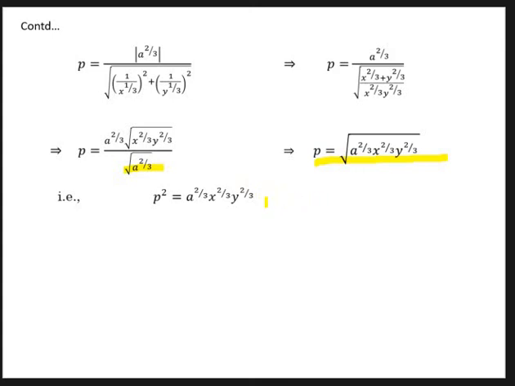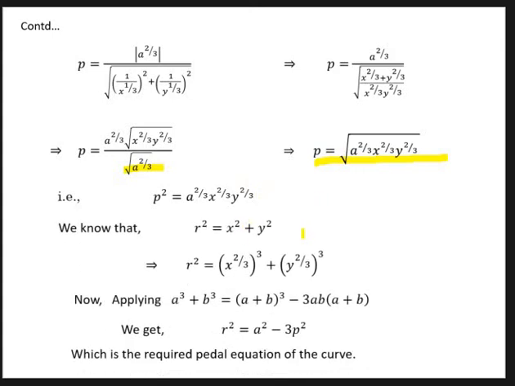Now consider the equation r square is equal to x square plus y square. We get r square is equal to x to the power of 2 by 3 whole cube plus y to the power of 2 by 3 whole cube. See, x square is written as x to the power of 2 by 3 whole cube. Y square is written as y to the power of 2 by 3 whole cube. Now applying the a cube plus b cube formula, that is a cube plus b cube is equal to a plus b whole cube minus 3ab into a plus b.